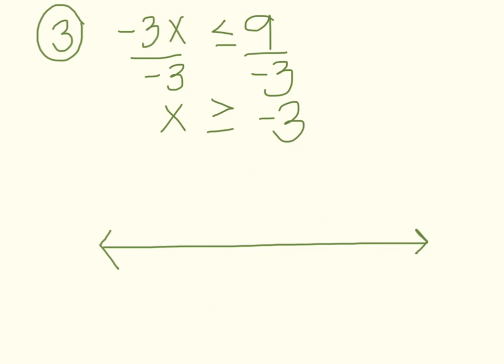And with inequalities, we're going to go ahead and graph this on a number line. So I'm going to graph this. So negative 4, negative 3, negative 2, negative 1, and 0. And because we know that when you have less than or equal to or greater than or equal to, you have a closed dot. And numbers greater than or equal to that are going to be shaded to the right.